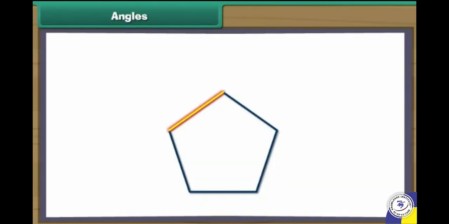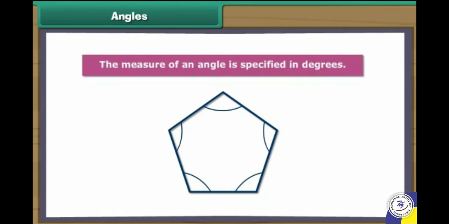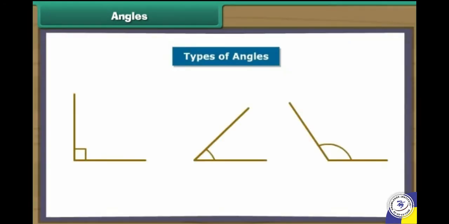Angles. Any 2 adjacent sides of a polygon form an angle between them. An angle is the space between 2 lines, line segments, or rays that move away from one another from a common point. The measure of an angle is specified in degrees. Let us take a look at 3 types of angles. They are right angle, acute angle, and obtuse angle. Now we will learn them one by one in detail.